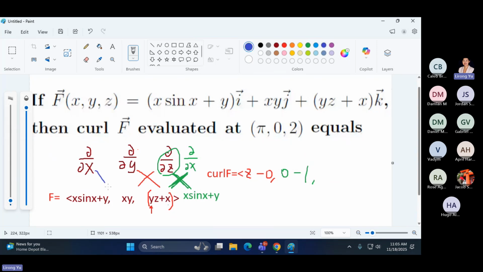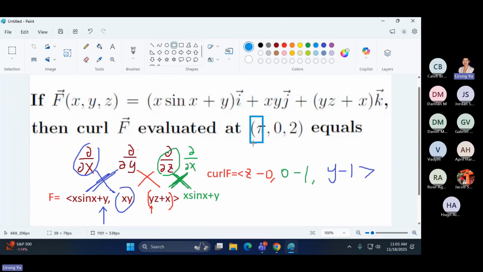The last component is these two. See, that's pretty much what we were doing when we were doing the cross product calculation. We differentiate this function with respect to the x variable, which gives you a y. Now this differentiation with respect to the y variable, you get 1, so it's y minus 1. So that's the curl function. But we're calculating the curl function evaluated at this point.